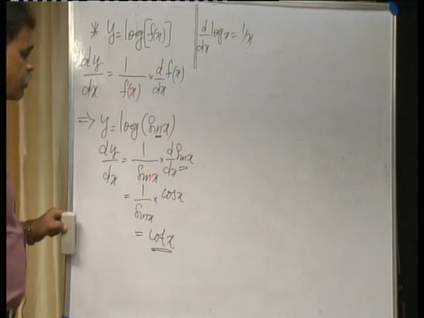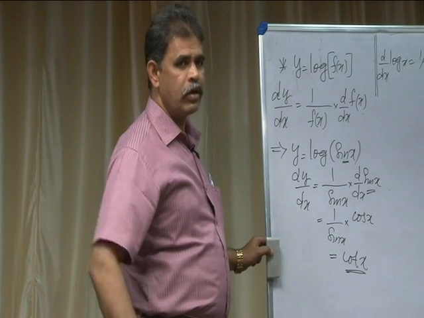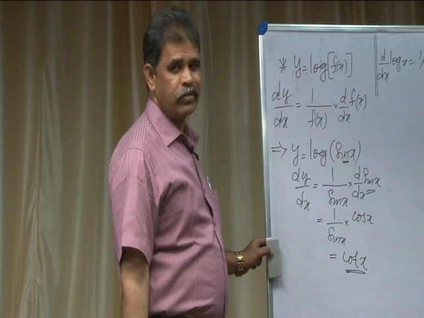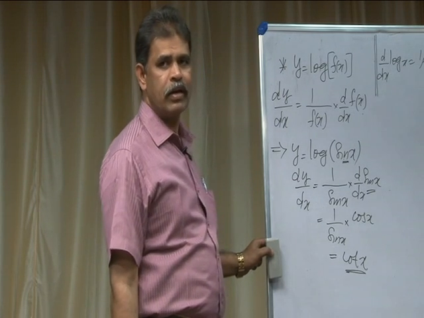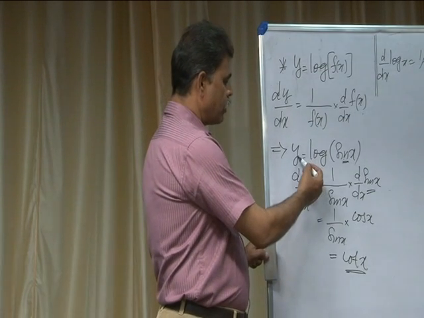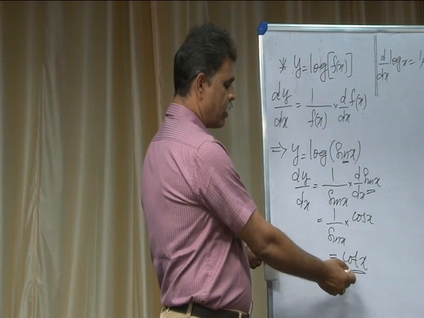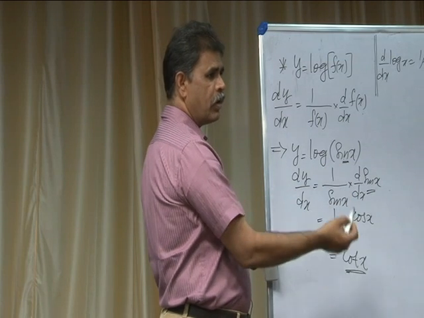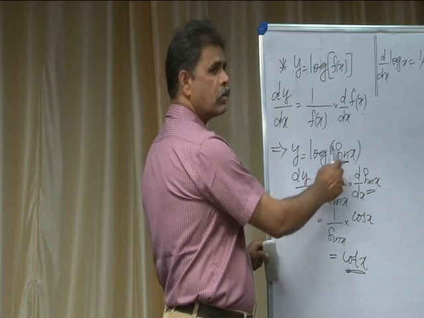So, differentiation of log sin x is cot x. Please remember this, because we use this in integration. Integration is the next chapter. There we define integration as the reverse process of differentiation. When the function is differentiated, we get the derivative. If the derivative is integrated, we will get the function. There we will write directly integration of cot x is equal to log sin x.